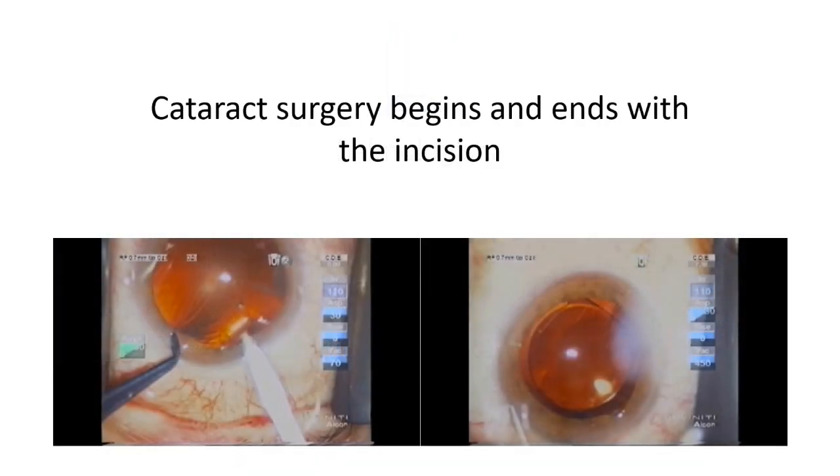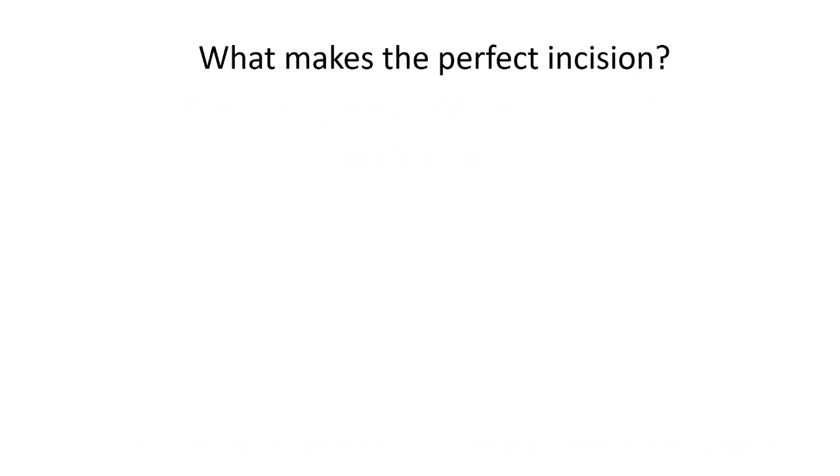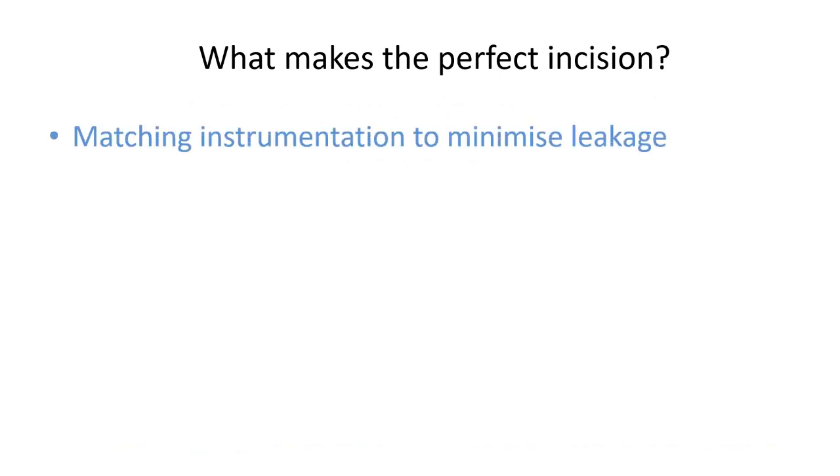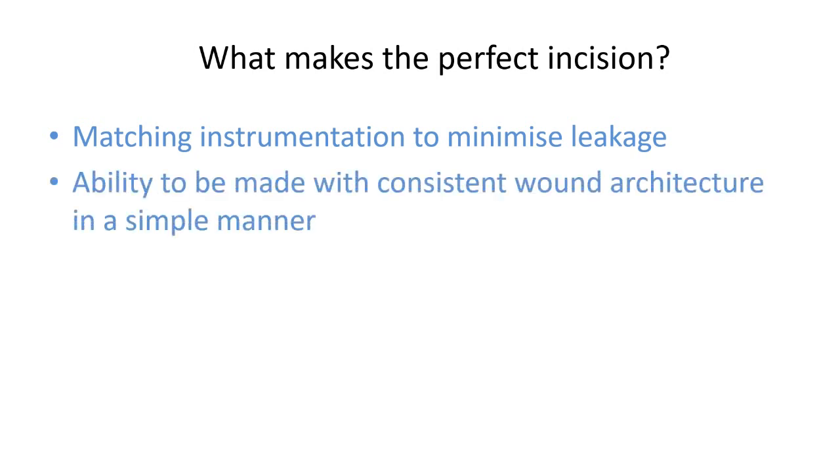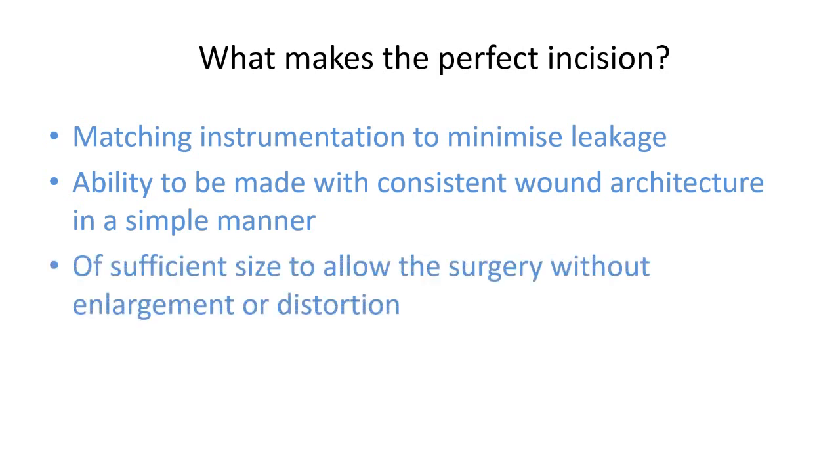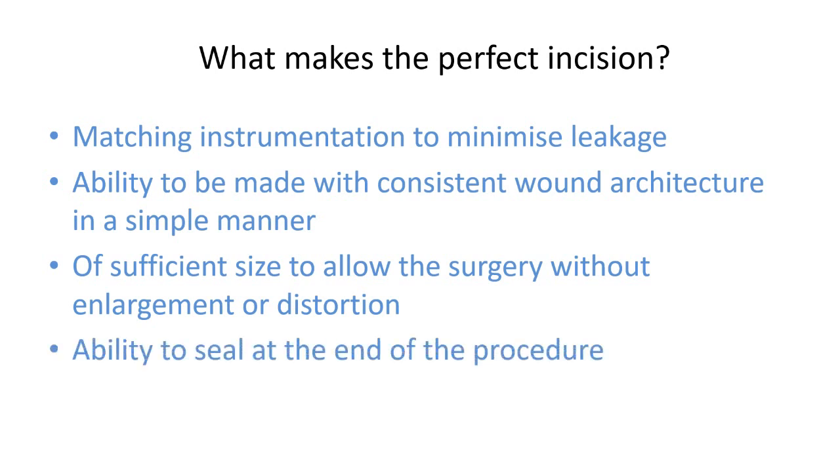Cataract surgery begins and ends with the incision, which is why it's so important to get it right. So what makes the perfect incision? Well, first of all, you should be able to match your instrumentation to minimize leakage. You need to have the ability to make a consistent wound architecture in a simple manner. And it should be of sufficient size to allow the surgery without any enlargement or distortion. And then an ability to seal at the end of the procedure. And also that it does not induce astigmatism.